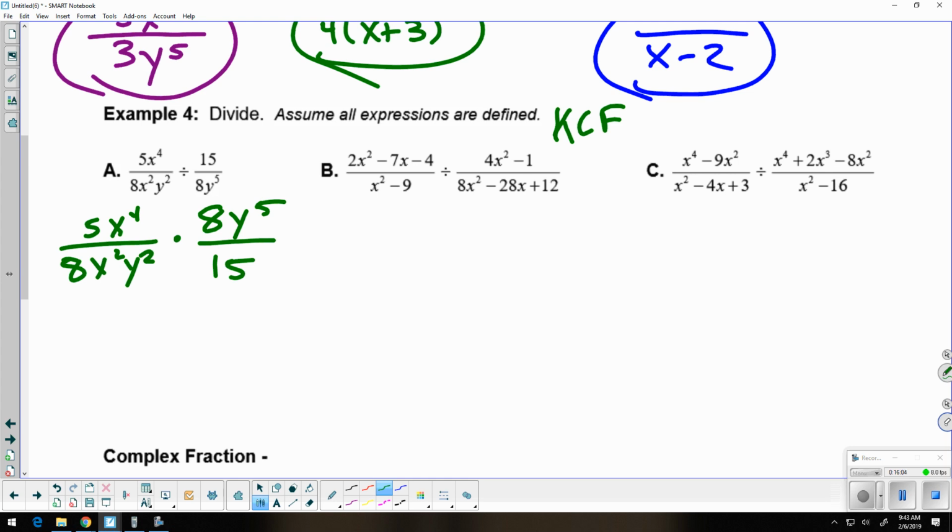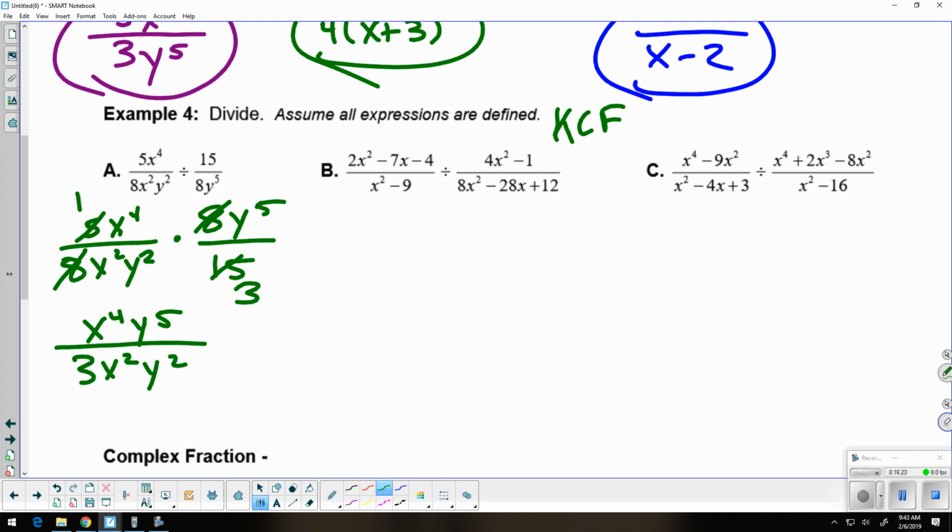Okay, so again, with monomials, what I'm going to do, I'm going to go ahead and multiply straight across. Or actually, I can do a little bit of reducing. Just like these 8s, I'll just go ahead and cancel those down. It'll make the math easier. 5 and 15, can make that 1, make that 3. So on top, we have x the 4th, y to the 5th. On the bottom, we have 3x squared, y squared.